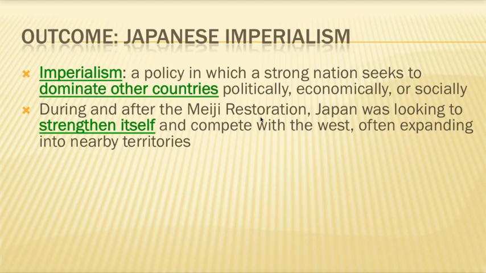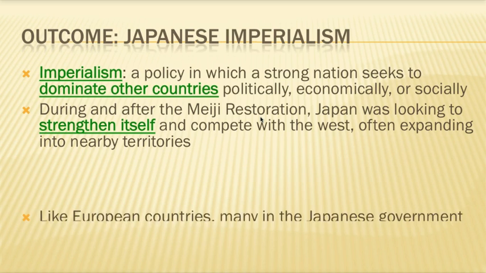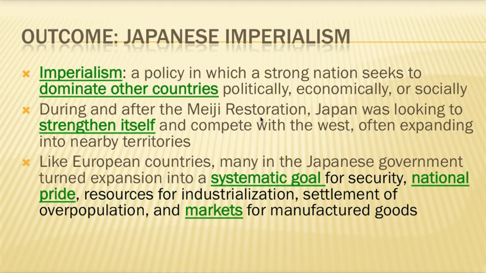So during and after the Meiji Restoration, Japan was looking to strengthen itself and compete with the West, often expanding into nearby territories. We know that the Meiji Restoration was all about trying to improve Japan, bringing in modern weapons, bringing in modern techniques, really abandoning the old ways, such as the samurai. And so when that happens, oftentimes you can become more powerful than your neighbors, and sometimes you treat them as such. So like European countries, many in the Japanese government turned expansion into a systematic goal for security, national pride, resources for industrialization, settlement of overpopulation, and markets for manufactured goods.